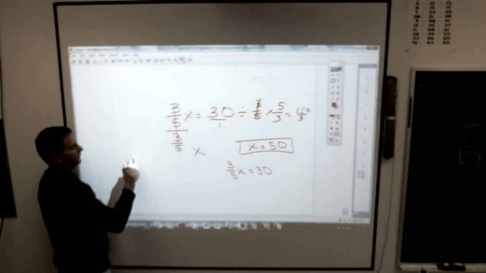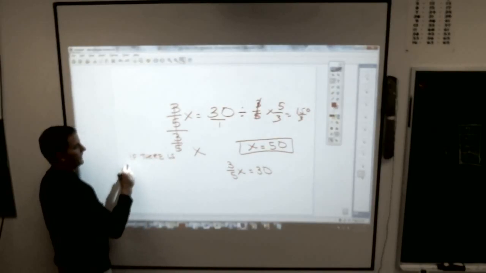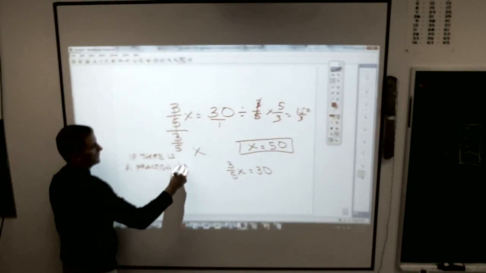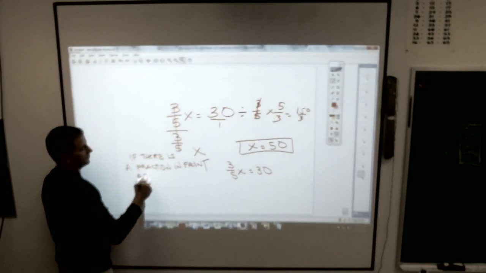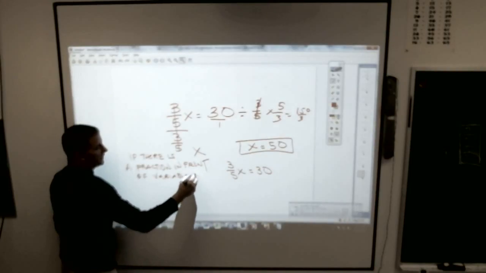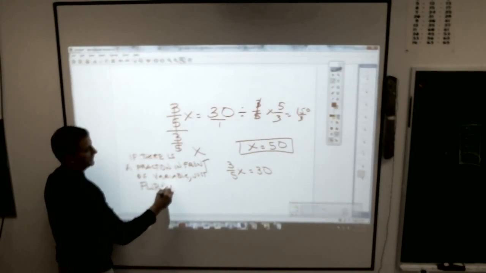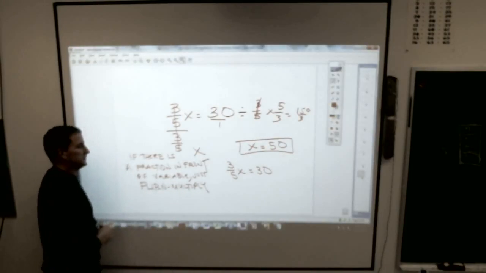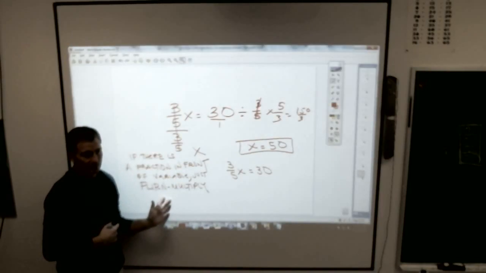All right? If there is a fraction in front of the variable or the letter, comma, just flip and multiply. And the reason that works is because, yes, we divided, but dividing is flipping and multiplying.